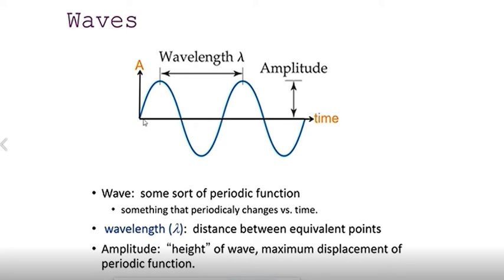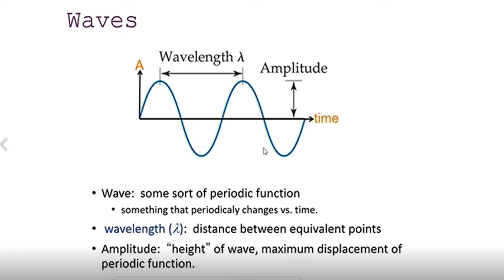So a wave is a periodic function. You can see that periodic means this shape happens after some time gap, right? It is what we call lambda. So after a lambda, you have another same one happening. So that is called a periodic function. So something that periodically changes versus time, that is called a wave.